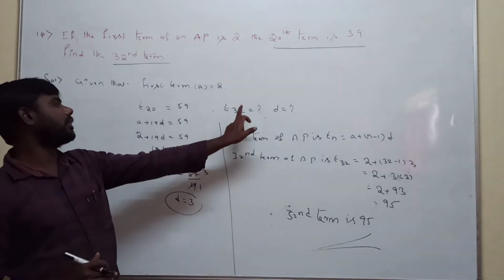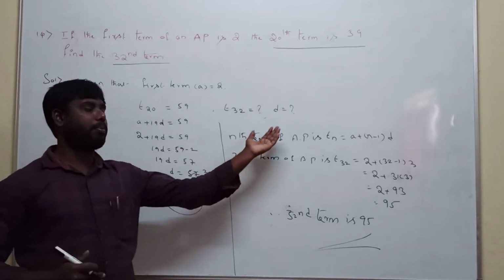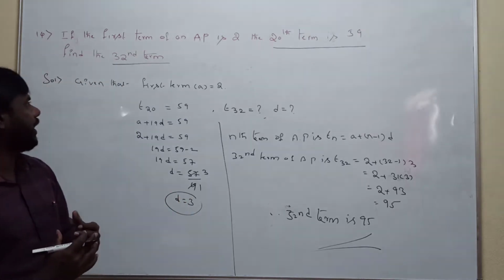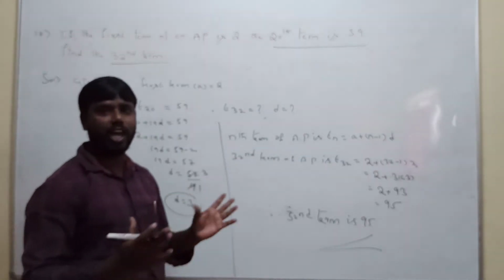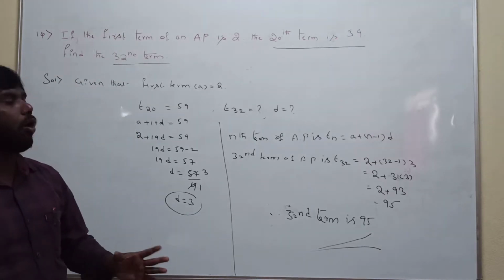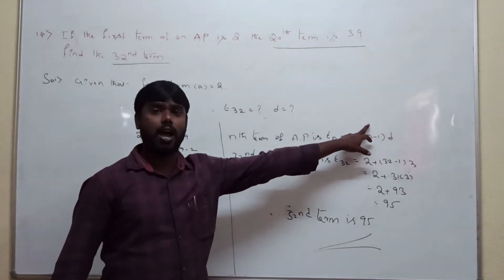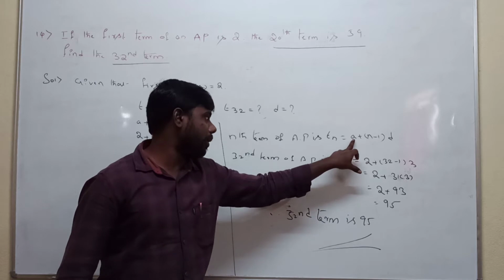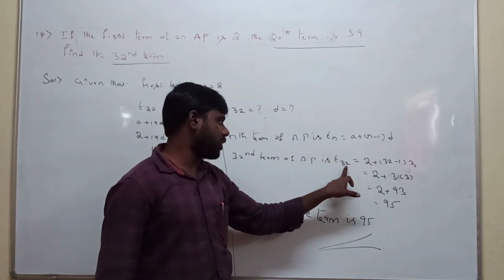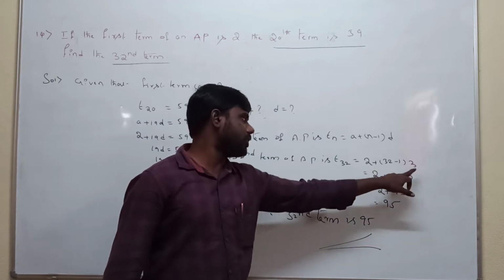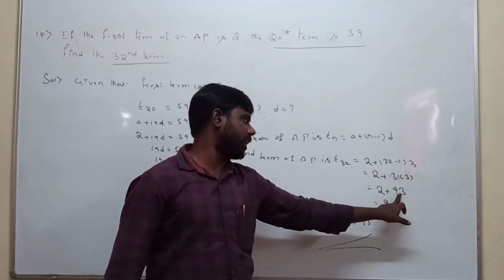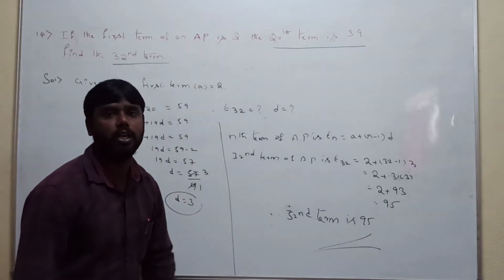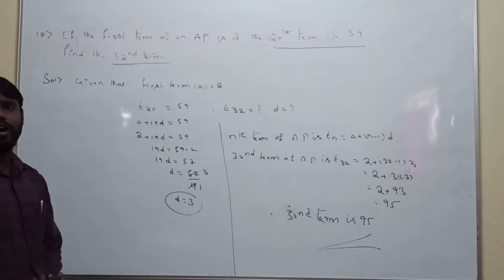Now to calculate the 32nd term, apply the nth term of the arithmetic progression: Tn is equal to a plus n minus 1 into d. Easily we have to substitute all the values. The a value and d value are known, so substitute all the values in the nth term formula. So a is replaced by 2, n by 32 minus 1, into d value 3. Now the product 31 into 3 is 93. 93 plus 2 is 95. Finally we got the 32nd term is 95. Is it clear? Did you understand this problem?